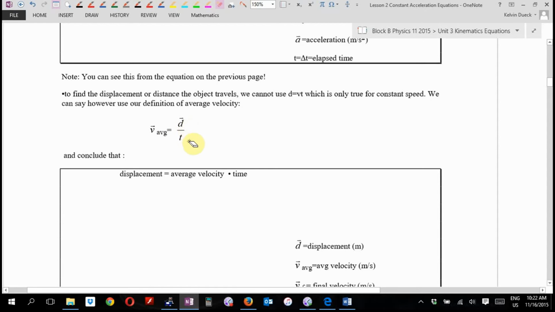It turns out I want to get the d by itself. What's on the same side as the d? A t. What's t doing to the d? Adding, subtracting, multiplying, or dividing? Dividing. So how would I move it over? I'm going to argue that I can say this: displacement equals average velocity times time.